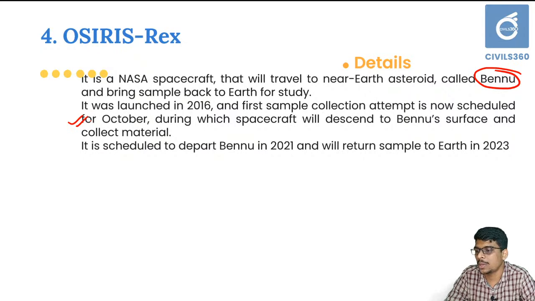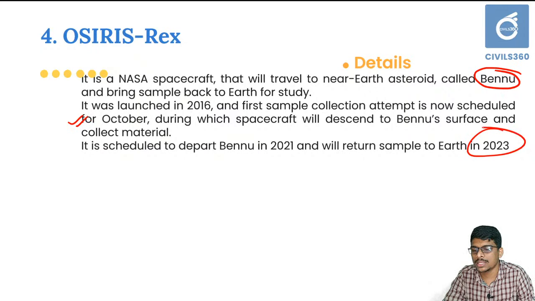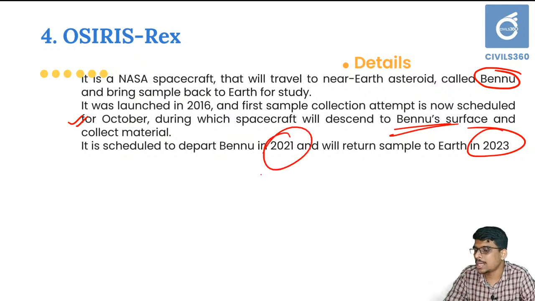That is the first man-made object to land on an asteroid. Okay, it was launched in 2016. It will collect samples from Bennu, depart by 2021, and reach Earth in 2023. That is the basic idea of Osiris Rex. This is also important for your prelims 2020. You should also do this. Okay.